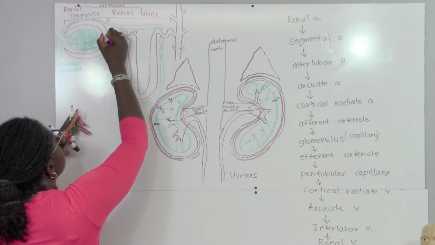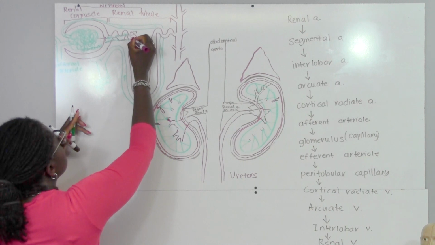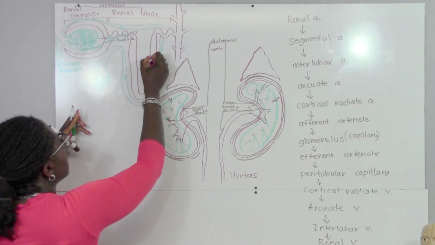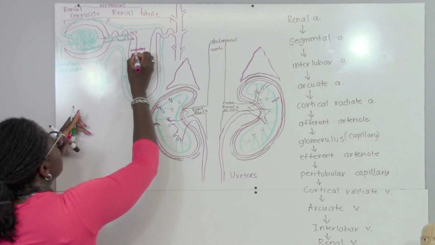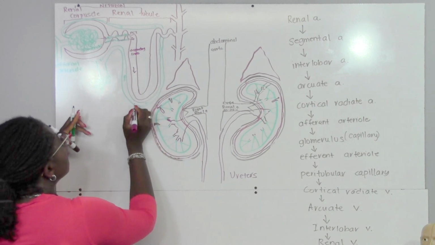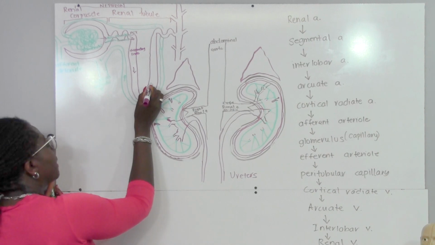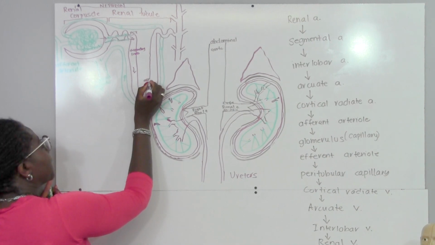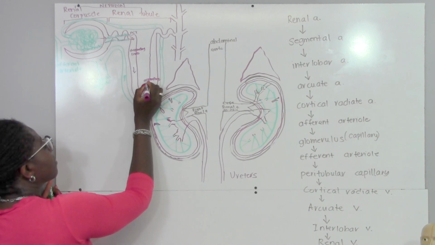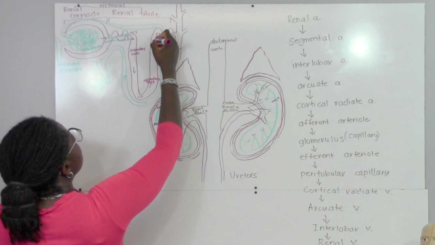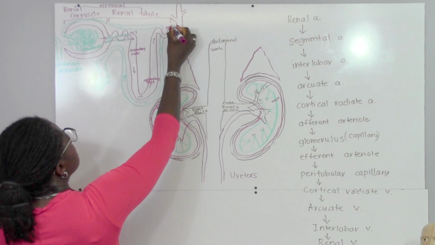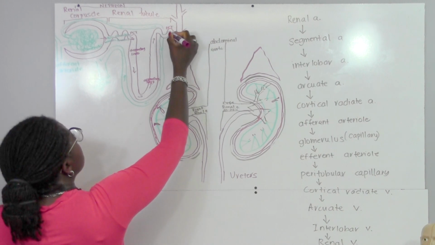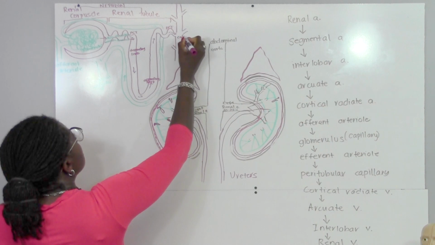So let's say the solution is being pushed across here. It will move through the proximal convoluted tubule and then inferiorly to the descending limb. This is the descending limb of the nephron loop, so the solutions are moving down. And then those solutions move up the ascending limb of the nephron loop into this structure. This structure is called the distal convoluted tubule. And the distal convoluted tubule is going to empty into this structure, which is called the collecting duct.